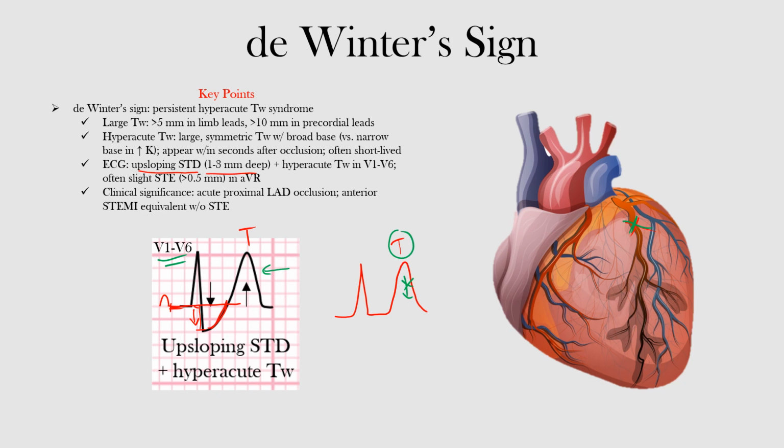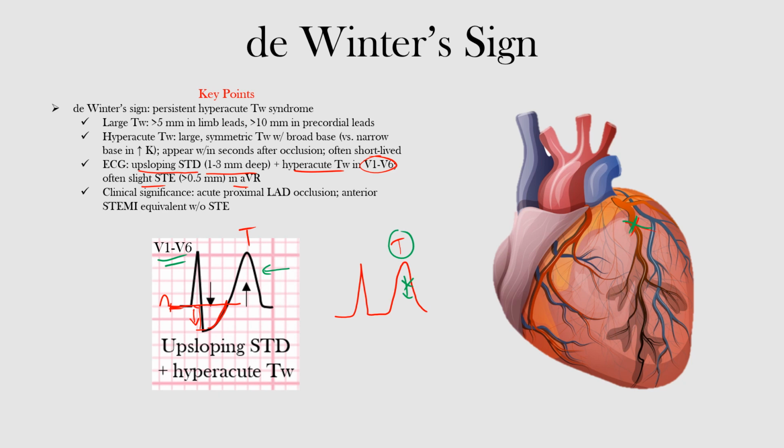And again, so upsloping ST depression, 1 to 3 millimeters deep, hyperacute T waves in V1 through V6, okay? And you may see slight ST elevation in lead AVR of at least 0.5 millimeters. That's sometimes present as well, okay? Now, this is a sign of acute proximal occlusion of the left anterior descending artery, or LAD. It is pretty much an anterior STEMI equivalent without the ST elevation. So don't forget De Winter sign, which again is persistent hyperacute T waves associated with upsloping ST depression in the precordial leads, okay, as this potential sign of proximal LAD occlusion.